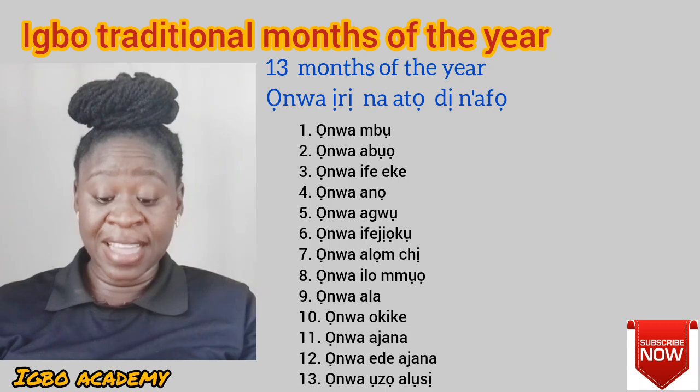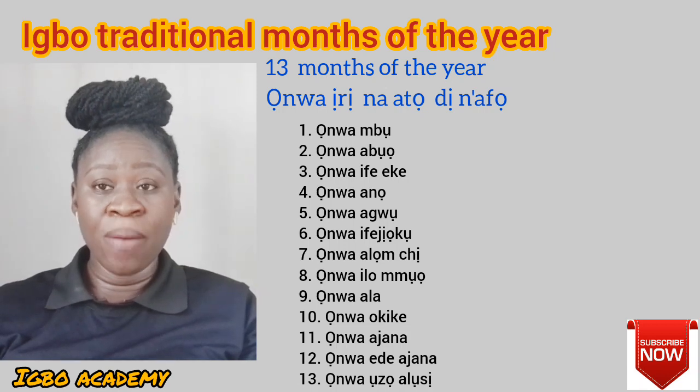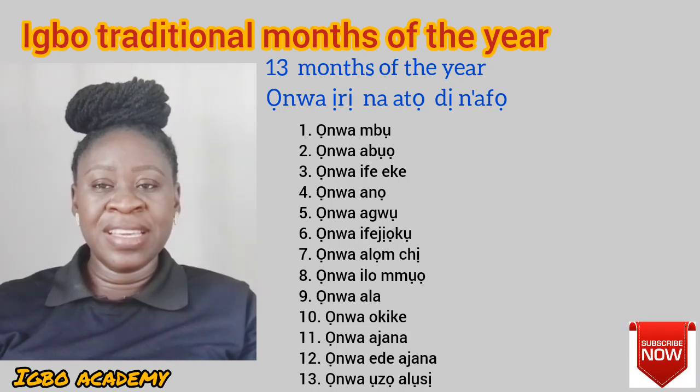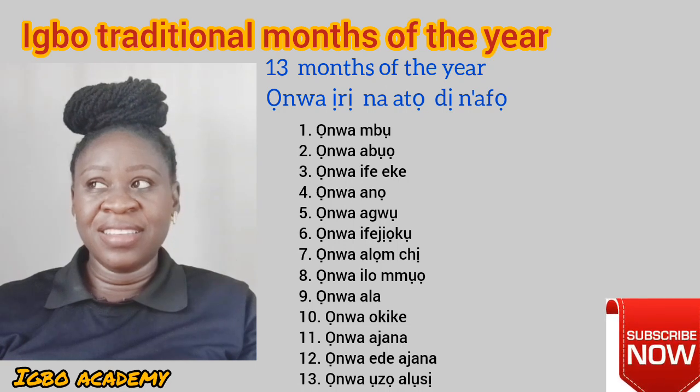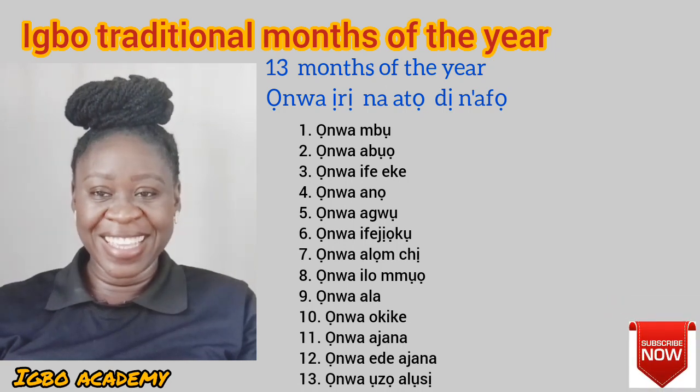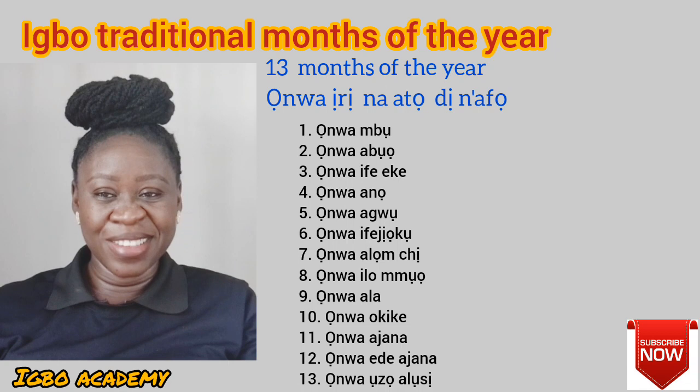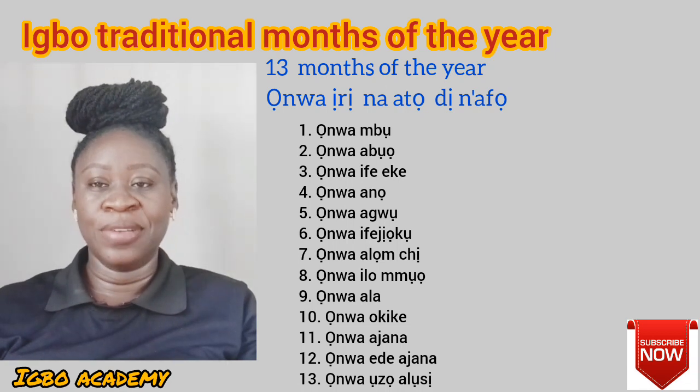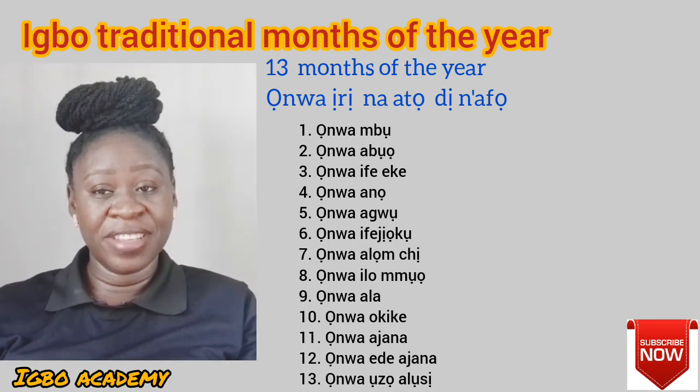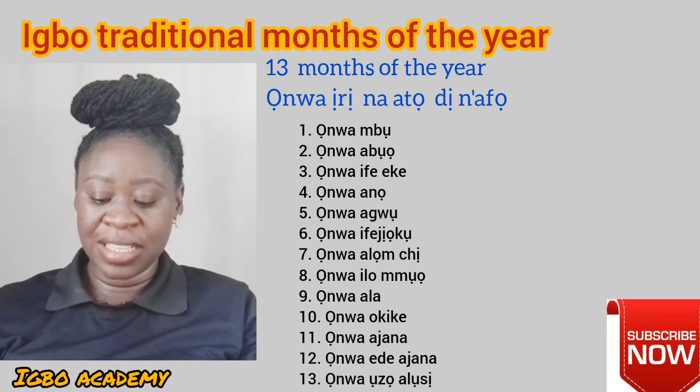Ọnwa mbụ in the Gregorian calendar starts sometime in February, middle of February. So that's ọnwa mbụ, the first month of the Igbo calendar.